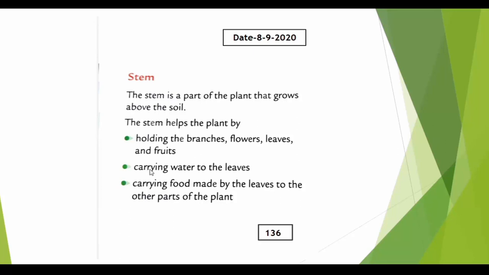Next, carrying water to the leaves. I repeat, carrying water to the leaves. Next, carrying food made by the leaves to the other parts of the plant.